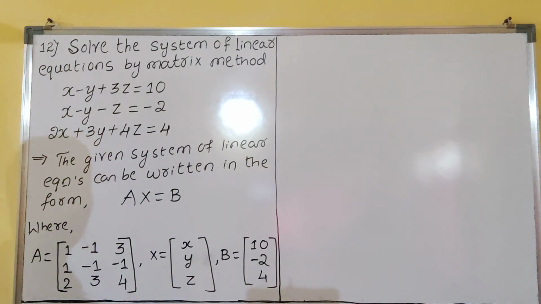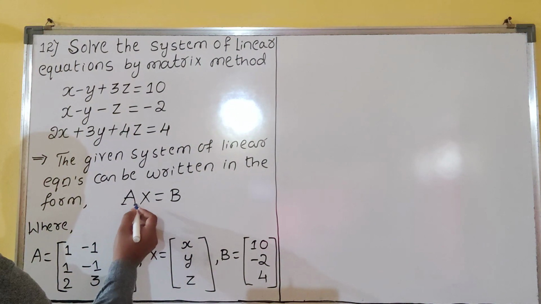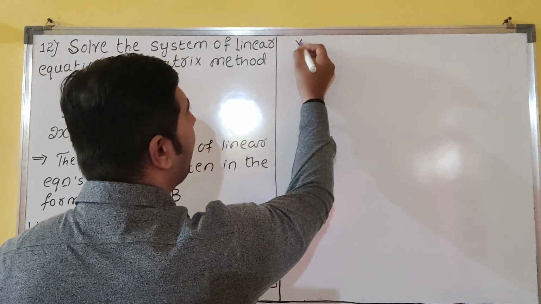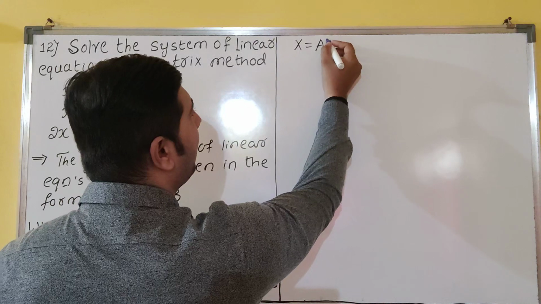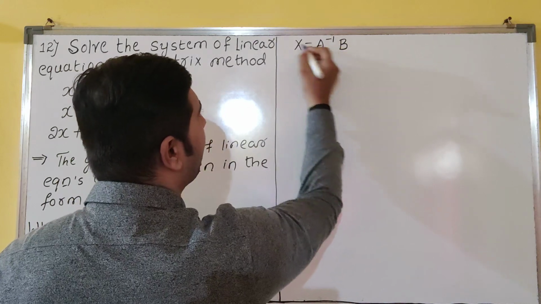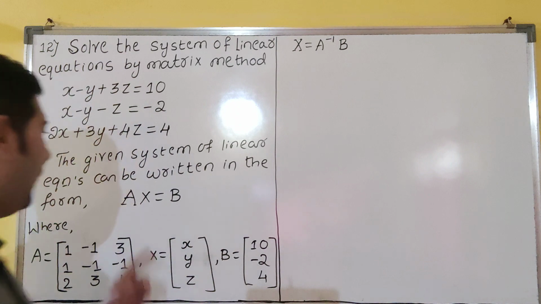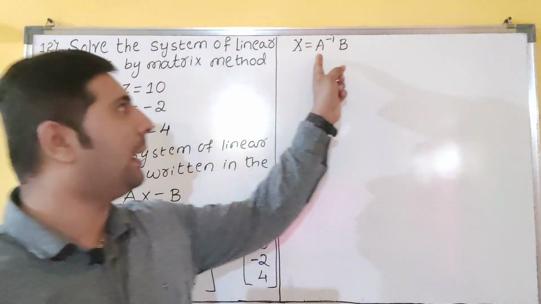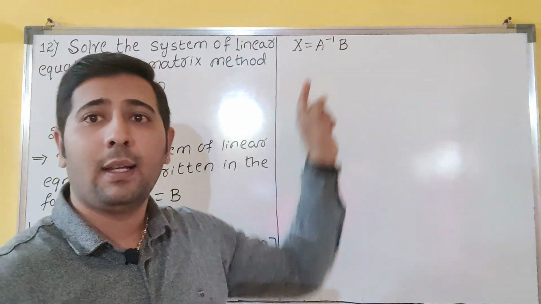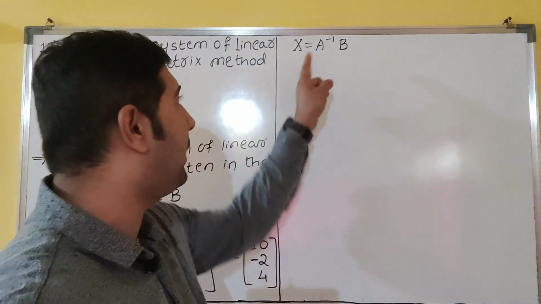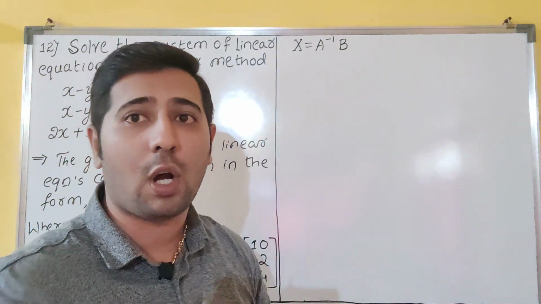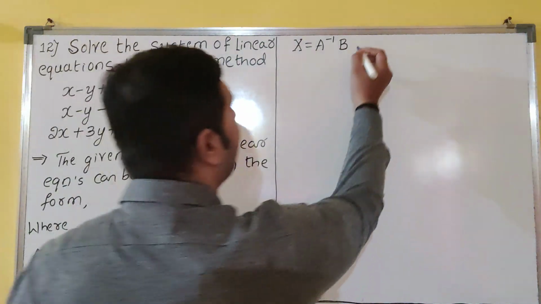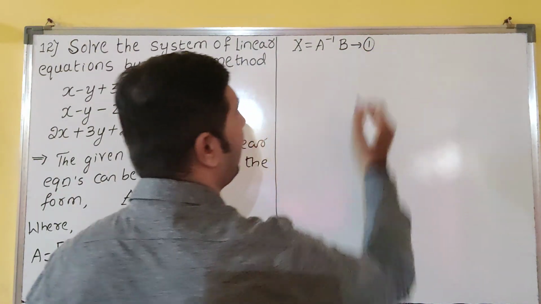So now after this, how to write? This AX is equal to B is there, no? If you take A on this side, it will become X is equal to A inverse into B, dear students. If you take A on the RHS side, A will become A inverse. See the way of writing: A raised to minus 1 I have written, dear students. That's why we say it is A inverse, not A dash. X is equal to A raised to minus 1 into B. I will call this equation number 1, dear students.